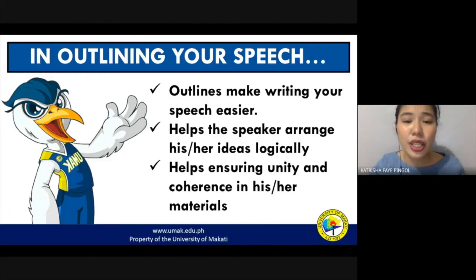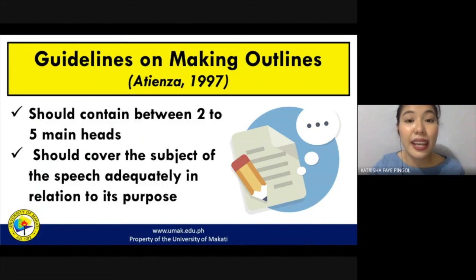And as I have mentioned earlier, it helps in ensuring unity and coherence in his or her materials. It binds all the information together and ensures that one idea is related to another, and so on and so forth. Now, Atienza in 1997 created guidelines on making an outline. According to him, outlines should contain between 2 to 5 main heads, so main ideas. It should also cover the subject of the speech adequately in relation to its purpose. So everything that you know that would help support your claim, you could include as your main concept and support it with details.